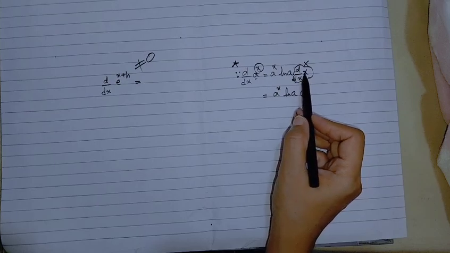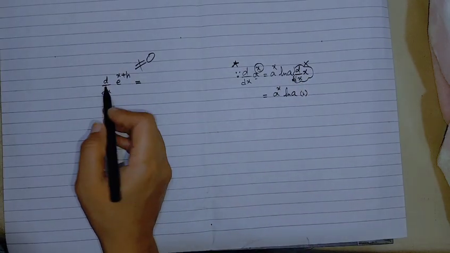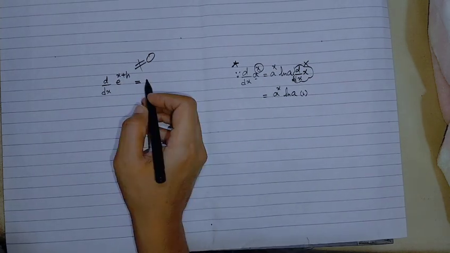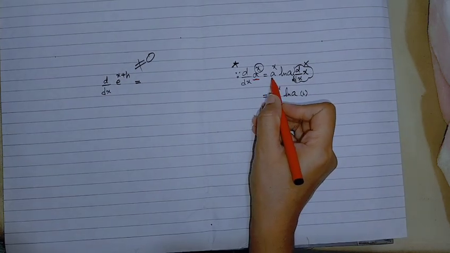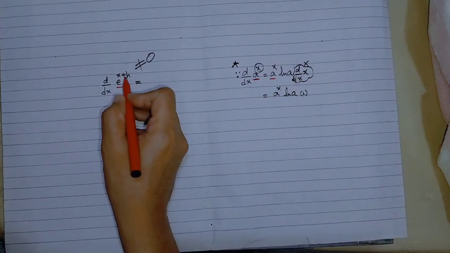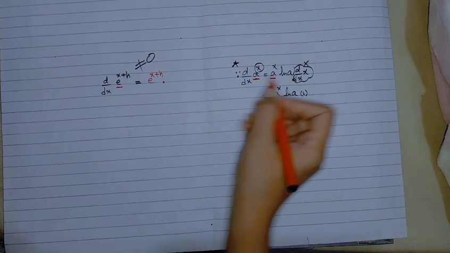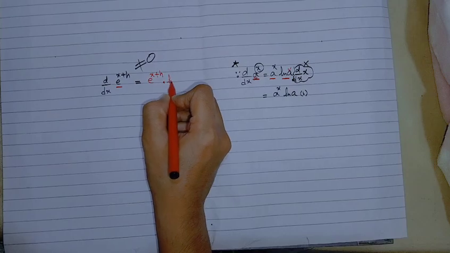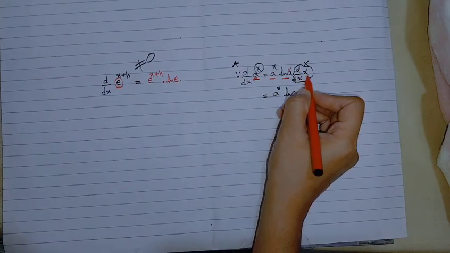But if the power is different from x, then see what happens. Derivative of e to the power x plus h. Applying this formula, a to the power x as it is, so here e to the power x plus h, we write it as it is, e to the power x plus h, and then natural log of the base. Here the base is also e, and then the derivative of its power.